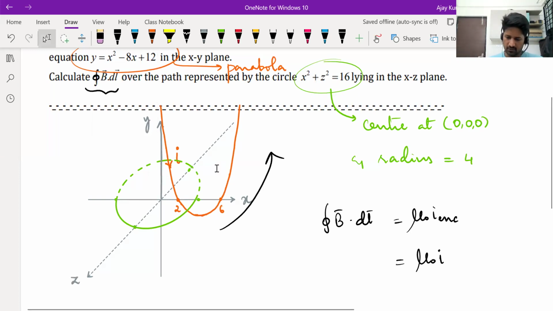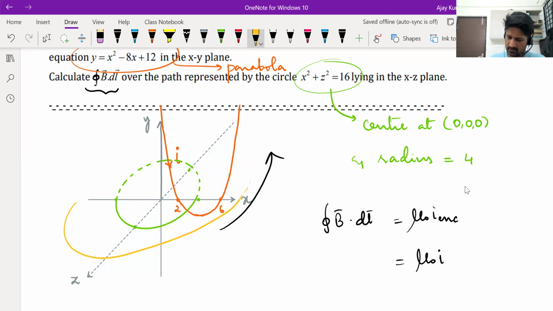Suppose I had given you a circle whose radius is, let's say, 8 units, maybe somewhat like this. What will be closed integral B dot dl for that path? The circle is in the xz plane itself. Okay, but you can see how the current is flowing. It is going down, again it is coming up inside the circle itself. In that case, what will be it? Is it going to be mu naught I itself?